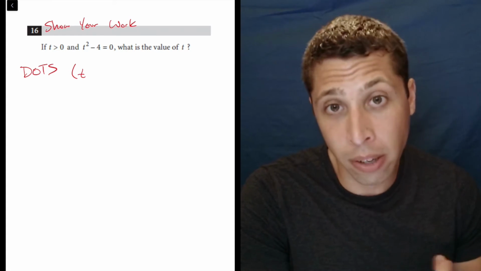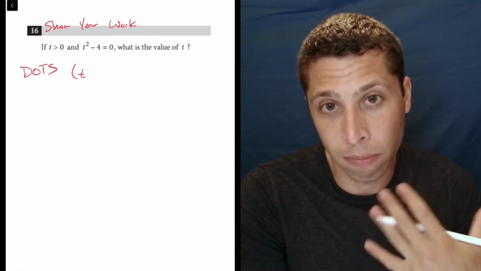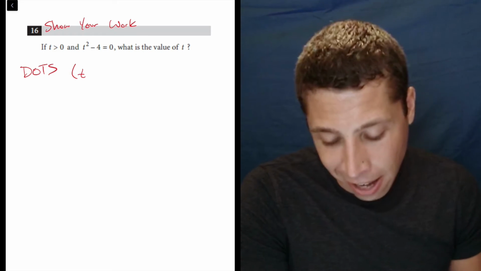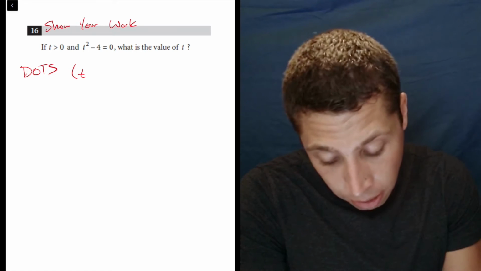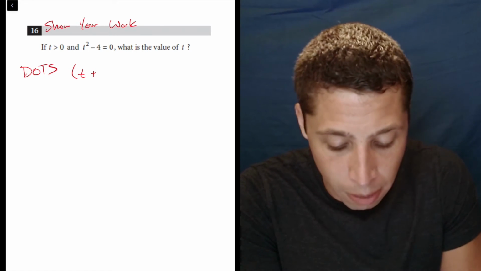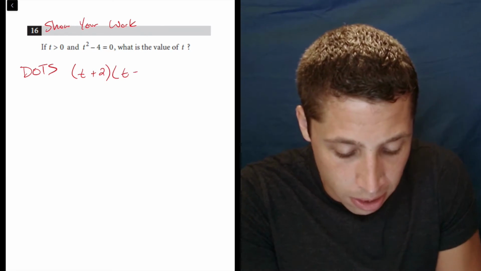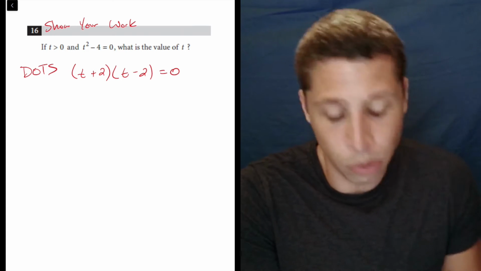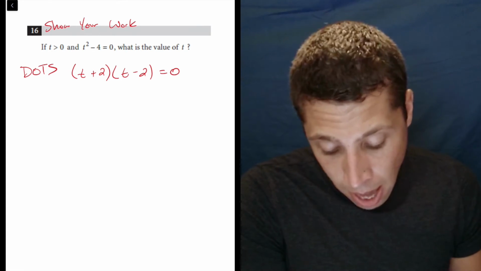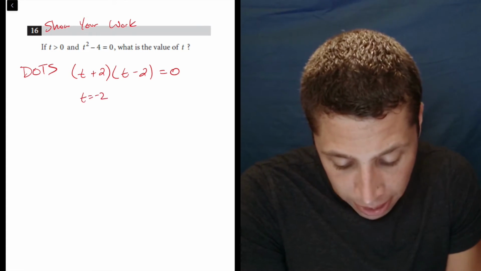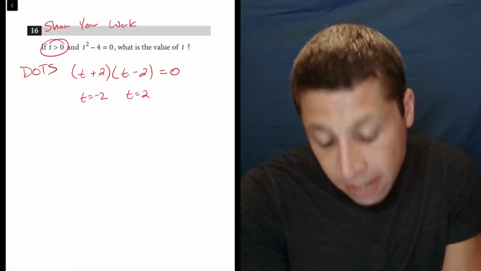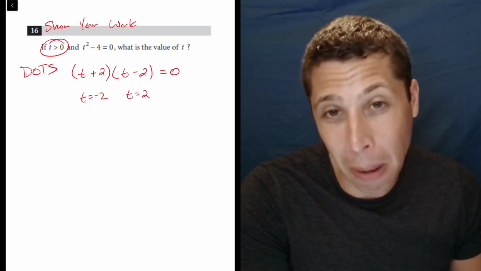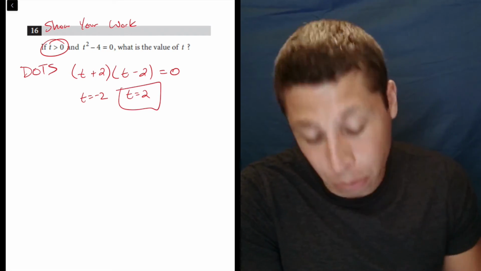And so this is a very consistent formula. We're going to take the square root of each part. So the square root of t squared is t, and the square root of 4 is 2. So this becomes (t plus 2)(t minus 2) equals 0. That's factored. And then that means t is going to be negative 2, and t is going to be positive 2. And it says that t is greater than 0, but you can't bubble negatives anyway, so that would have forced us to pick 2.